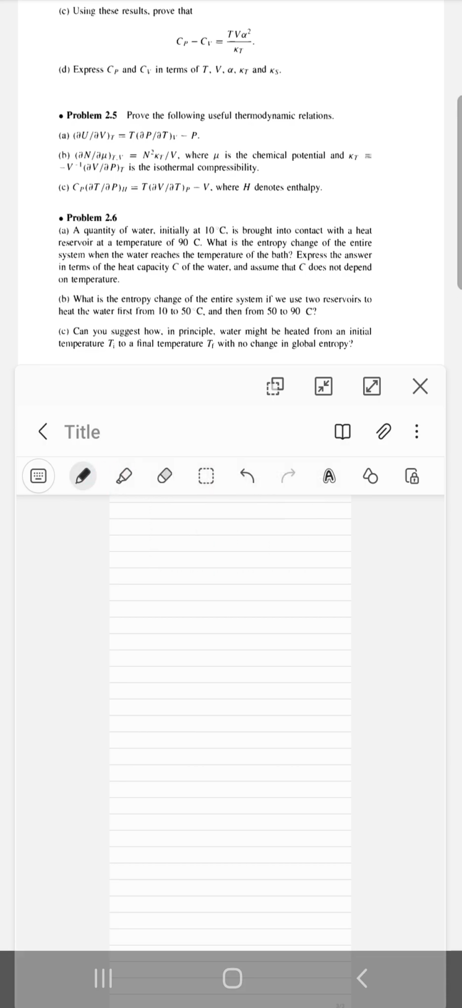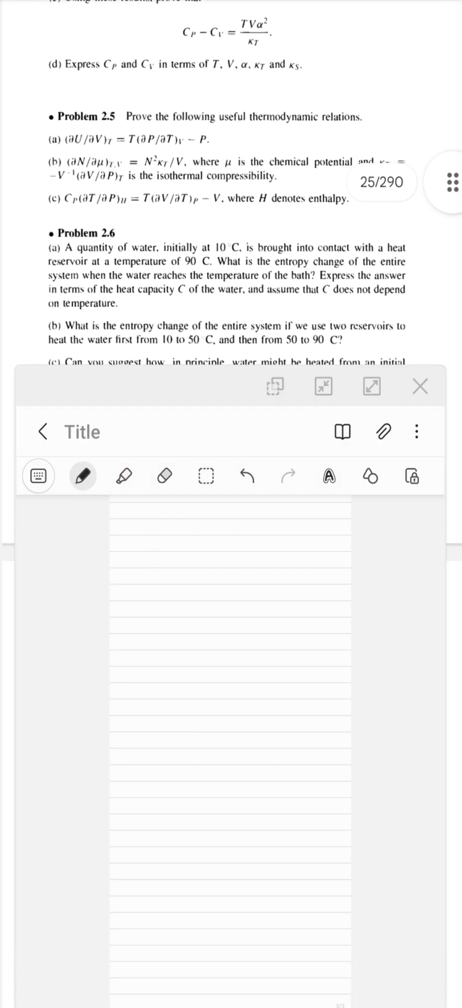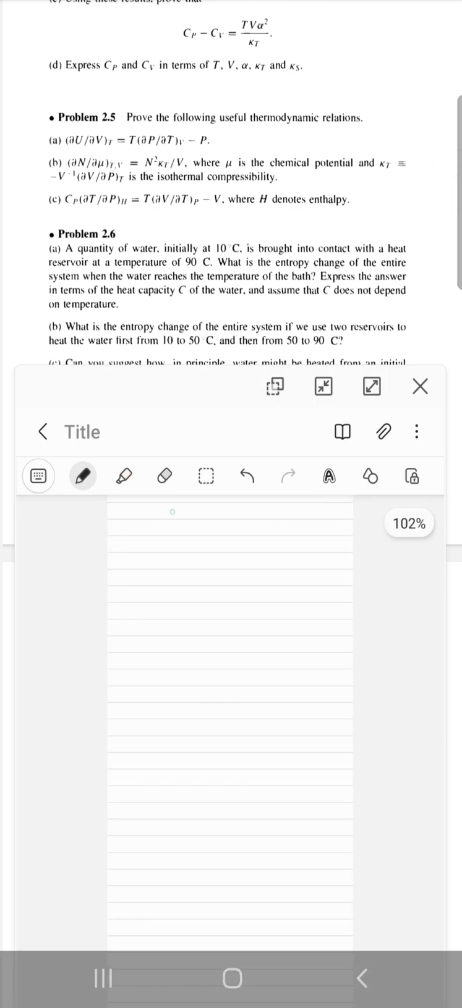Okay, next we want to prove that partial N upon partial mu at constant temperature and volume is equal to n square kT upon V, where mu is the chemical potential. And alright, this is going to be problematic, isn't that right? Yep, this is certainly going to be very problematic. I don't quite like the mu stuff. I think the third one is easier.